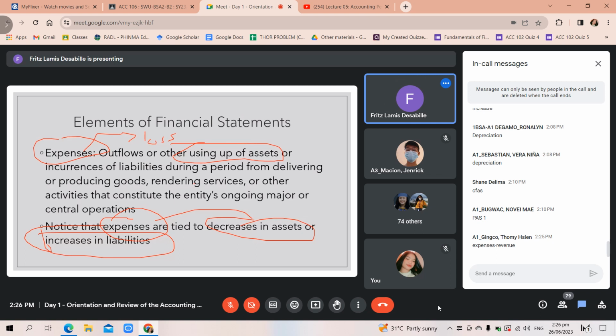Pero, if ibaligya si PPE, which is an unusual transaction, and lugi ka, ang tawag is loss. So that's an example of a loss. An extraordinary expense.